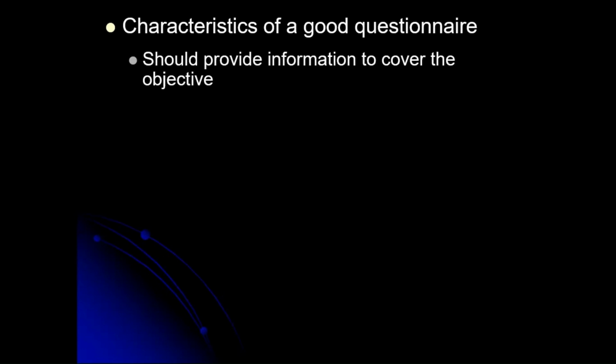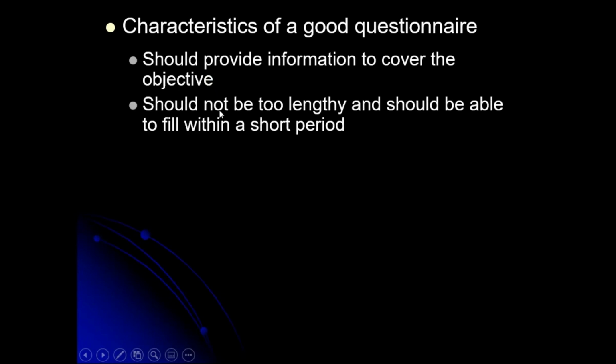For example, if you are to collect data about agile software development, then with that objective in the questionnaire, you should not ask the personal details of the person, marital status, number of children. Those things are not relevant to your objective. So you should ask questions only to cover your objective.